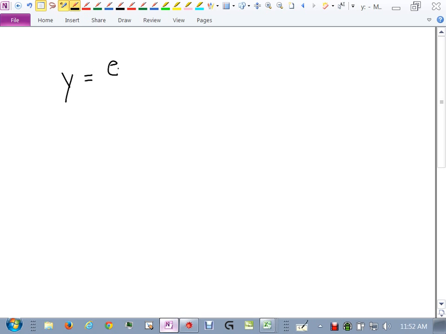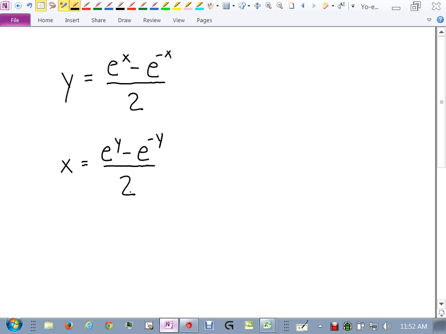I'm going to take x equals e to the x minus e to the negative x over 2. I'm going to switch the x and y, which you really don't have to do, but if you're following what you did in college algebra, then that's what we're going to do. And now I'm going to solve for y. So how do I solve this for y? I need to get y by itself, right? Okay, so let me clear the fraction. I'll multiply both sides by 2.